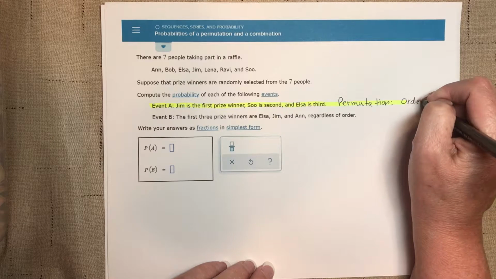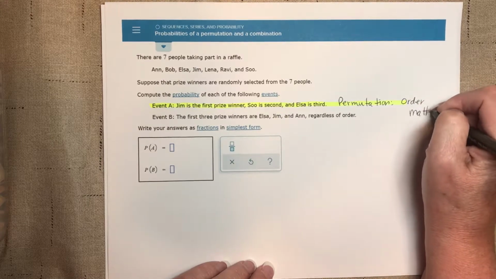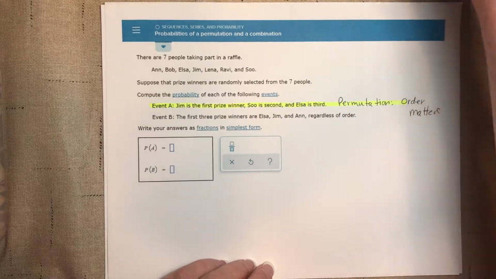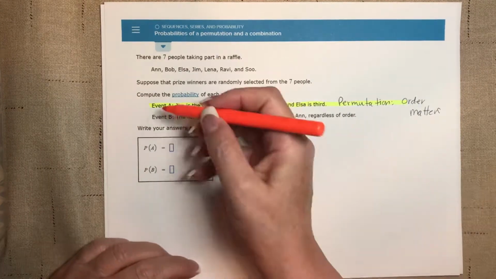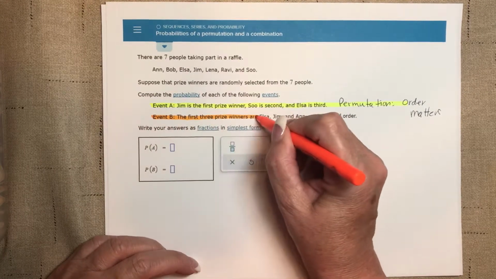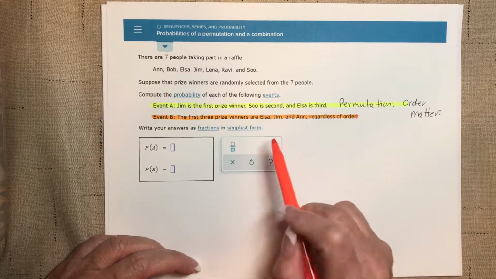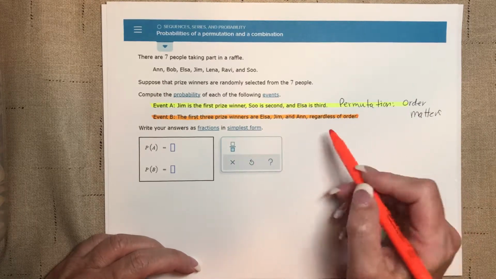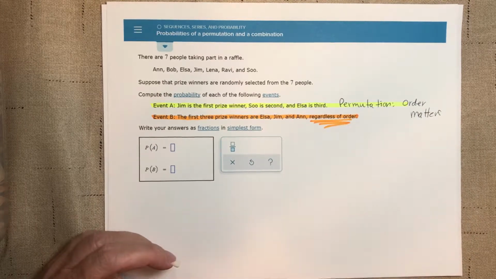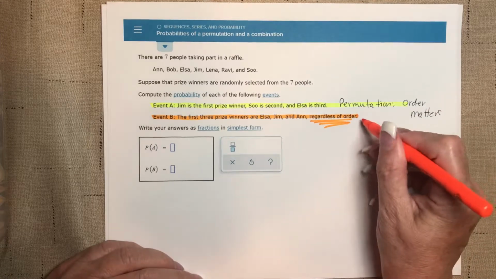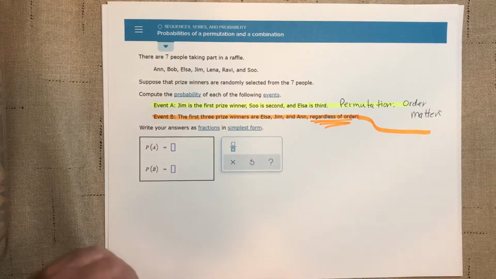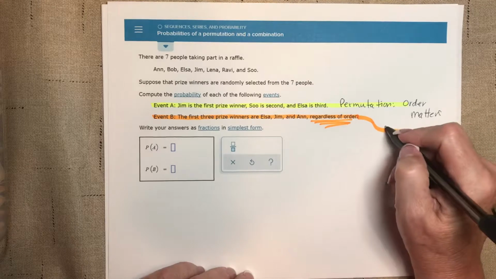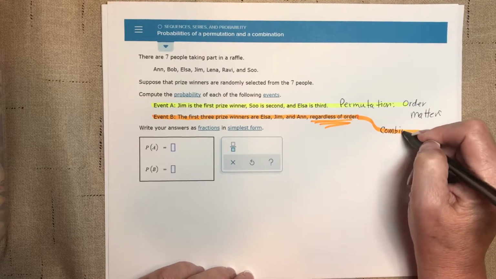Order matters. And then the second one says, event B, the first 3 prize winners are Elsa, Jim, and Anne, regardless of order. So regardless of order, that's a combination. Combinations, order does not matter.